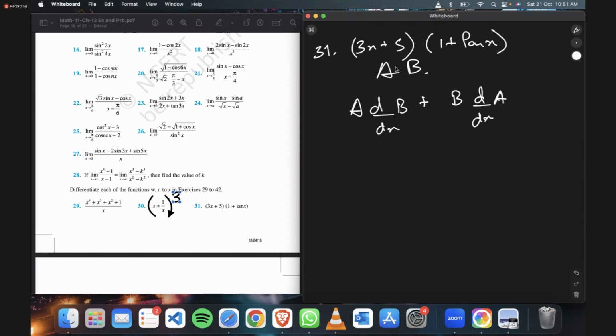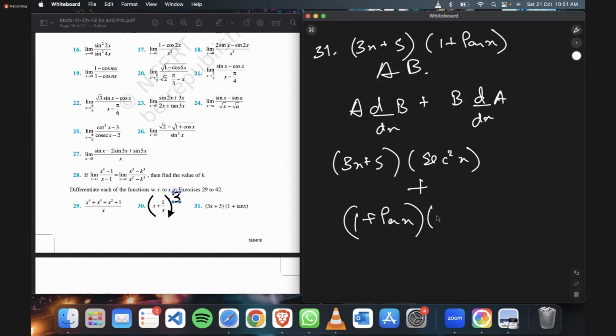So it is your choice. Your answer might come out different, but that will also be the correct answer, so don't panic. Let's do this with the product method first. I'll write 3x + 5, and on differentiating this part I get sec squared x, plus in the product I have 1 + tan x. On differentiating the first part, I'm just left with a 3.